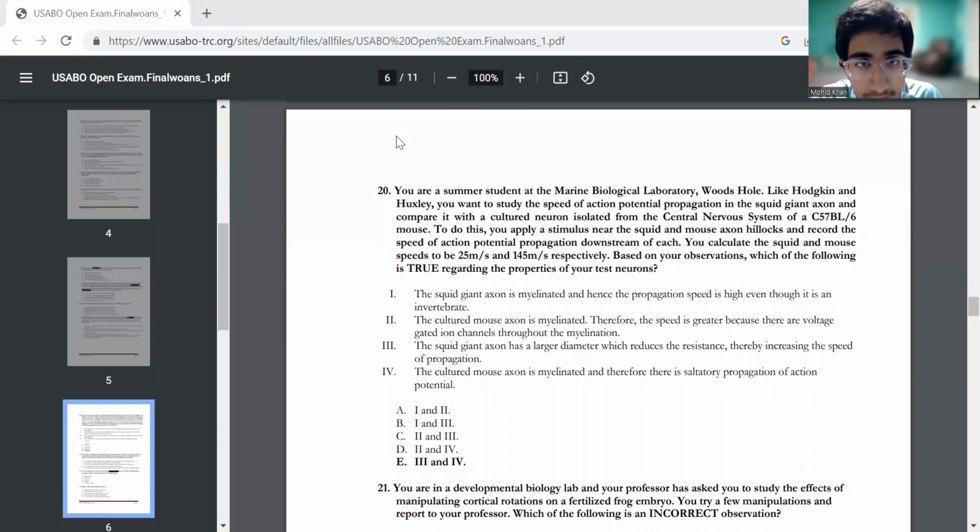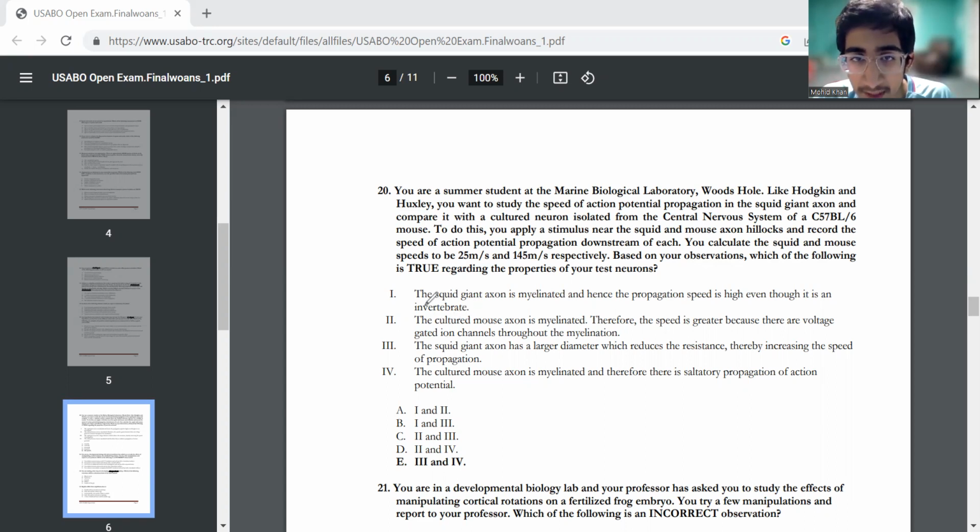All right. Right off the bat, we know that the speeds are different, and we know that the size of the neuron is different. So that could be a very important thing, because when you have a wider axon, that could mean that there's less resistance, and that could increase the speed of the action potential. So that's something to keep in the back of your mind. All right, so which of the following is true?